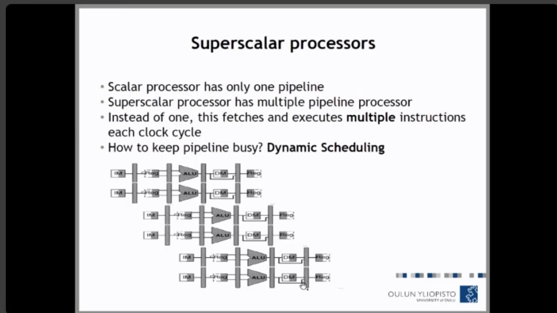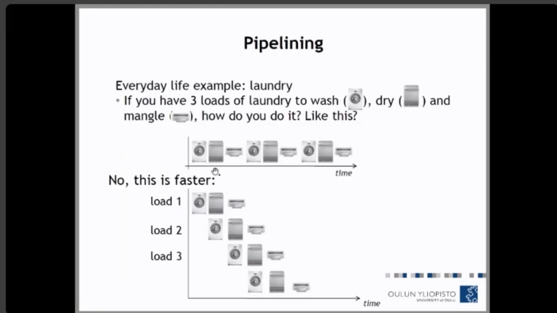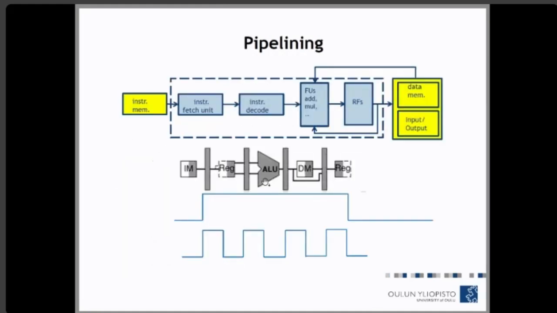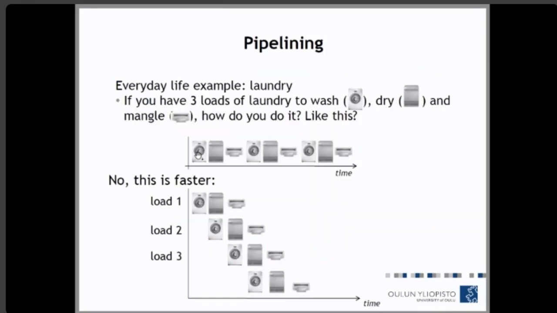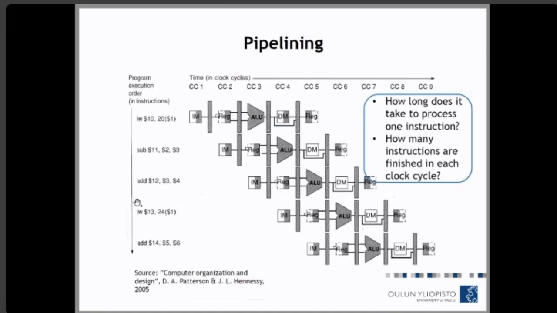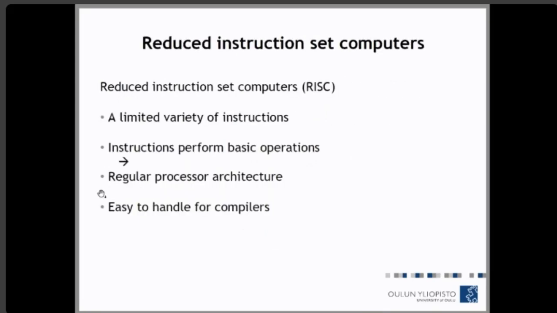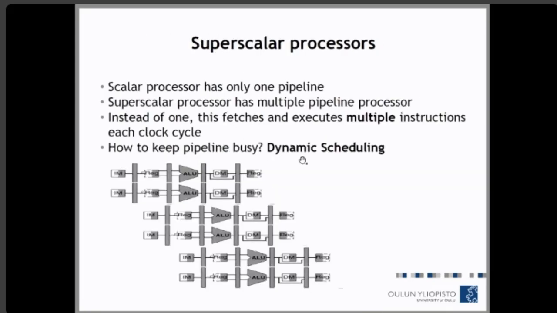If we need more performance, we can have a superscalar processor, meaning that, okay, instead of having one line of processor here, we can have two, three, or four lines of processor. It's like instead of having one washer, one dryer, and one mangler, we have another set of washer, dryer, and mangler. So we can add performance, and this dynamic scheduler will have an easier time finding resources.